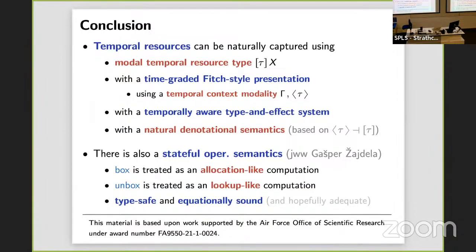seriously. And actually what we ended up with is a stateful operational semantics where you think of box as an allocation-like operation. So boxing a value up is like allocating a reference, and unboxing is like a lookup. And then you run into non-trivial questions about how you actually describe that enough time passes in the equations. We end up with the usual type safety results, but also we have equational soundness compared to a reasonable equational theory for these operators, which is a variant of the local state theory that various people like Sam Staton and Paul Levy have investigated.